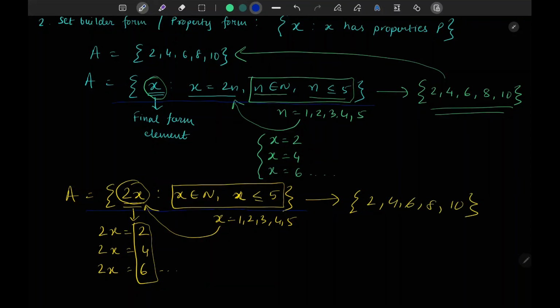So you can see that the set builder form is not unique. Here the set builder form is different, here the set builder form is different. However, if we write the elements of the set, we can see that the roster form for both the sets is the same. The only challenging part of writing a set in the set builder form is to understand the pattern or the definition in which the elements are written inside the set.